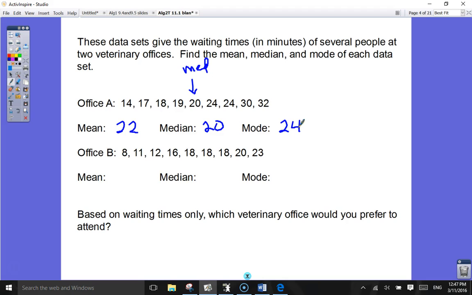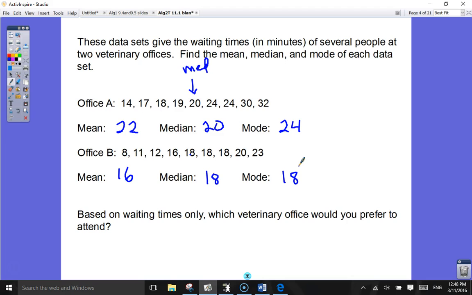Divided by, we said 9, 16. And the median is, so this time there's 1, 2, 3, 4, 5. Okay, there's still 9 in the list, so we're going to have 18. And the mode is 18. So they're much more in agreement for this one.